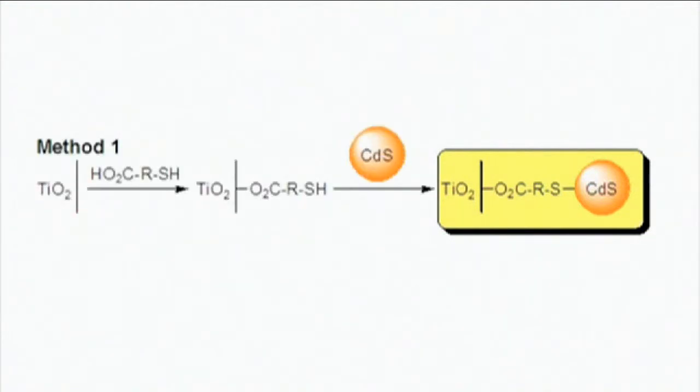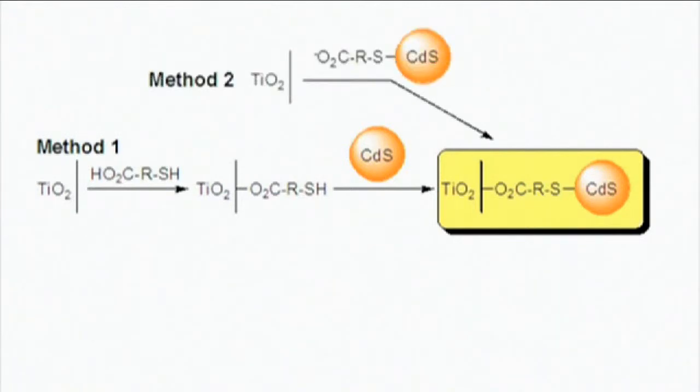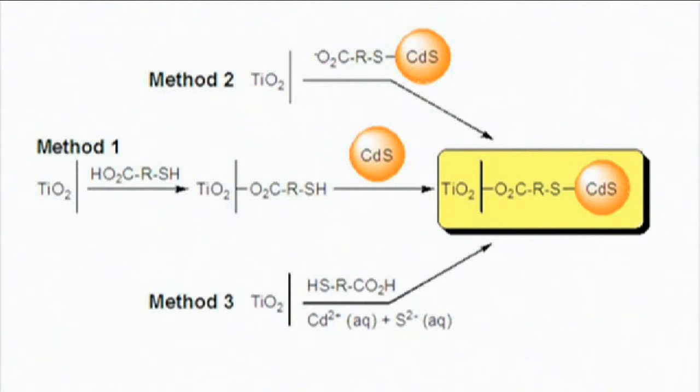In method 1 assembly, bifunctional linkers such as the linear mercaptoalkanoic acid shown in this example are first adsorbed to the substrate surface. Quantum dots are then tethered to the terminal thiol groups or other quantum dot binding functionalities of the adsorbed linkers. Method 2 assembly involves the same surface attachment chemistry, but events proceed in the reverse order. Method 3 assembly involves a combination of linker-assisted assembly with in-situ synthesis of quantum dots.